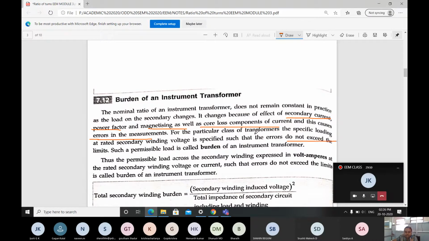In standard transformers, the secondary winding voltage is specified, and the error that occurs is within a limited range. Such a permissible load is called the burden of an instrument transformer. The change should be minimal. If it is within the limit, it's okay, but beyond that you will get large errors.